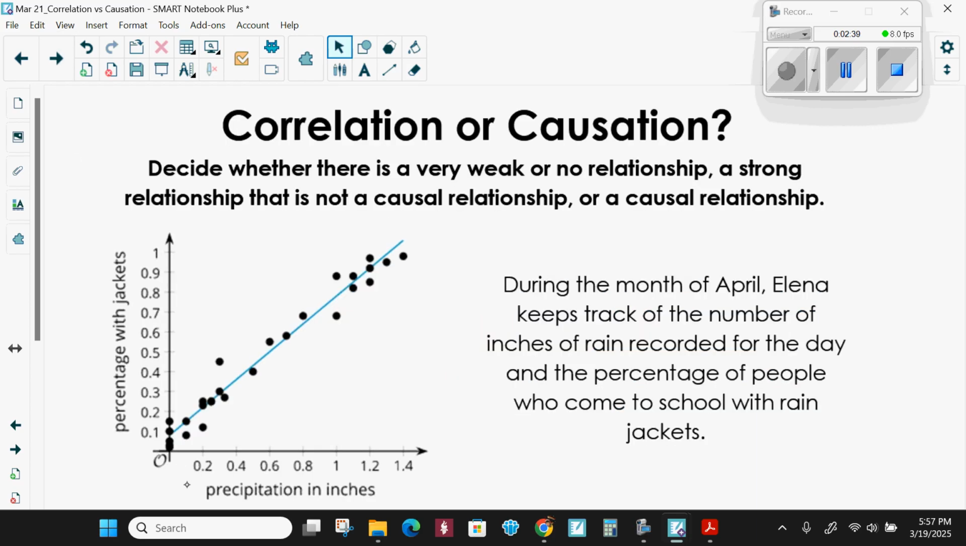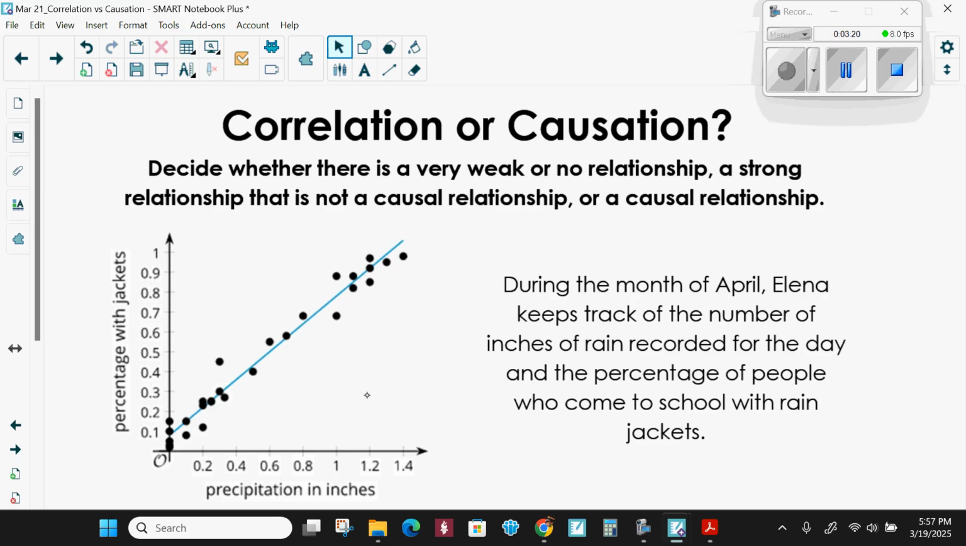Okay, so here, precipitation in inches. This is during the month of April. Alina keeps track of the number of inches of rain recorded for the day and the percentage of people who come to school with rain jackets. You'll notice that as the precipitation gets to 1.4 inches over here compared to 0 inches down here, the percentage of people goes up to around 90 to 100%. Remember these are decimals of your percentages, so this would be 10%, 20, 30, 40, etc. So close to 100% of the people when it starts getting higher in rain.